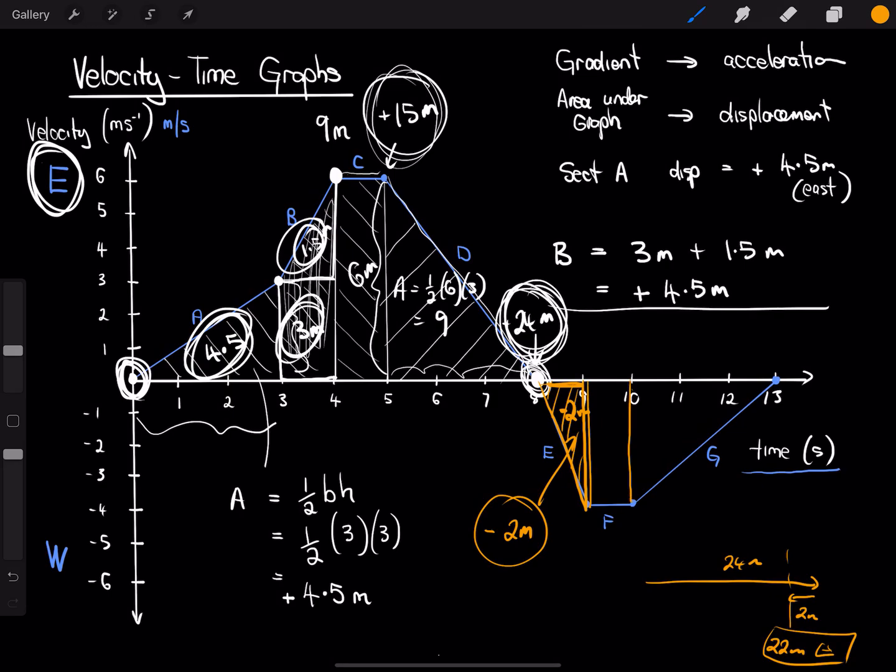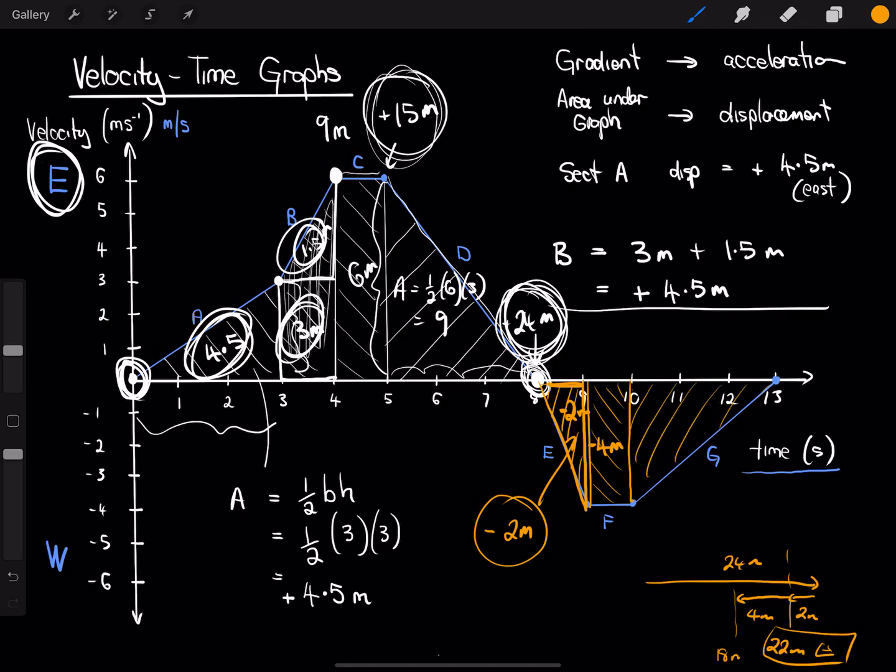Let's have a look at this section in here. Between the 9 and 10 second mark, it travelled another 4 meters. That's the area of the graph in there. So it's minus 4 meters. So now it's moved back another 4 meters. So where is it now? It'll now be 18 meters east.